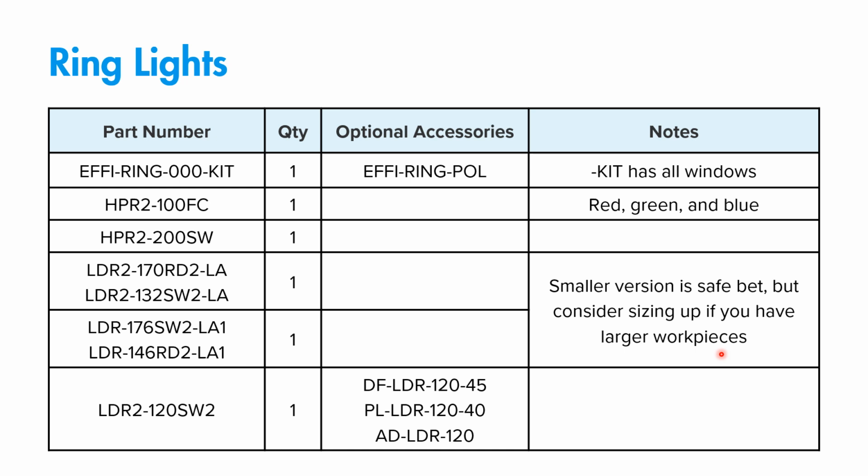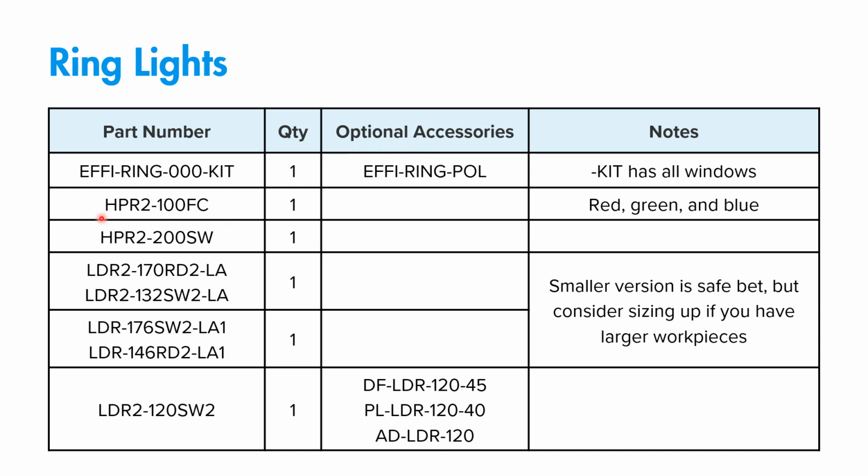Next, we're going to talk about the ring lights. So a best flood ring light we have is the FE ring. It's the same as the FE Flex, where you can adjust the emitting angle and the kits that come with all the windows. And we recommend having the polarizer for that as well.